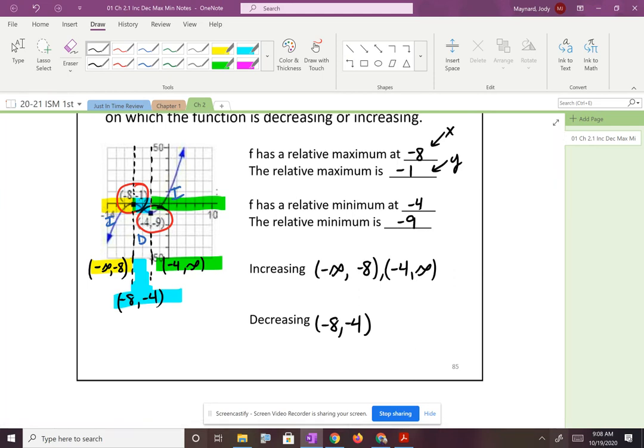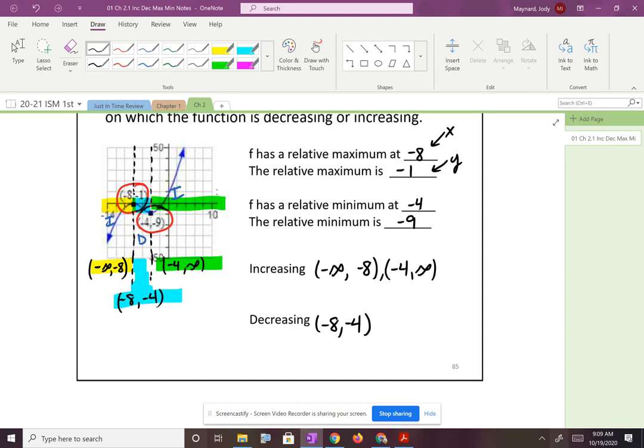All right, this one, make sure you remember, has a maximum. The maximum is -1. That's the height of it. It occurs at -8. That's the x value, right? And then we have a minimum at -4. That's where it occurs at. And the minimum is -9. That's how low we are, right? If we break it up to increasing, decreasing, we are increasing on the left, decreasing in the middle, increasing on the right. Then you increase from negative infinity to -8 and -4 to infinity, and we decrease from -8 to -4. Any questions about this one?